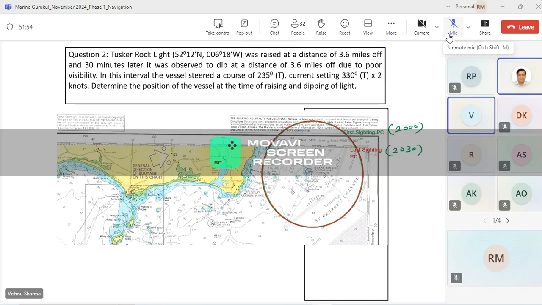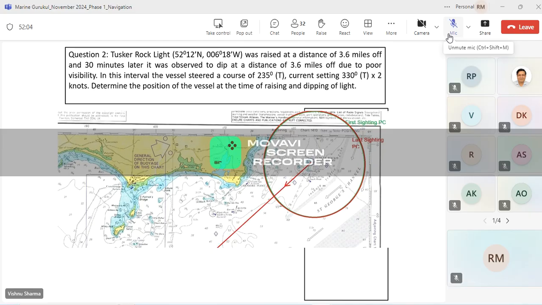Allowing. So what will we do first? We'll draw the CTS where? At Tusker Rock. Why? Because we are transferring the Tusker Rock. Why is Tusker Rock chosen? Because it is the center of the 2000 hour PC, the green PC.